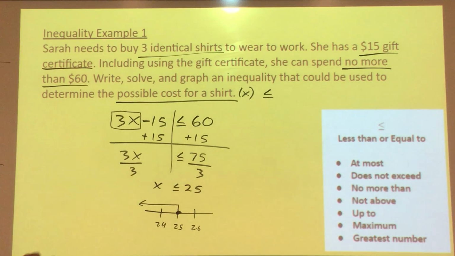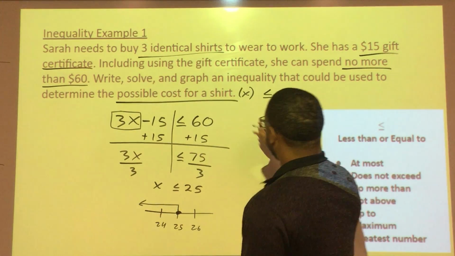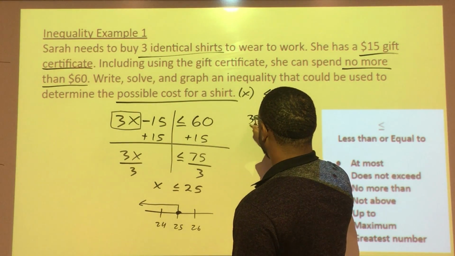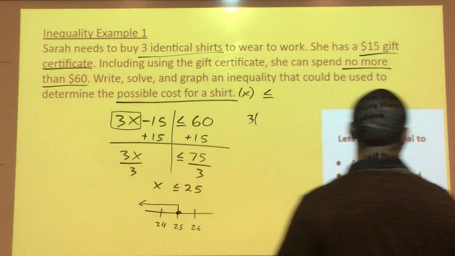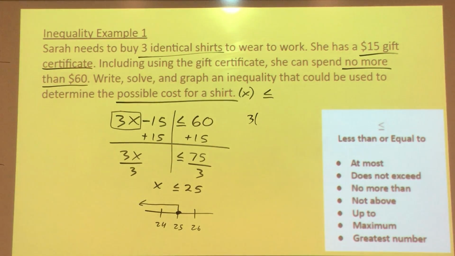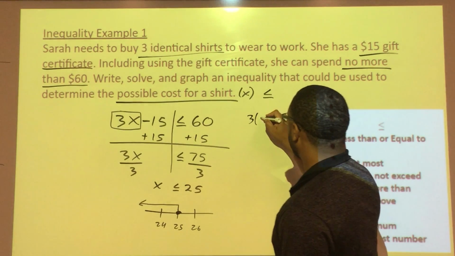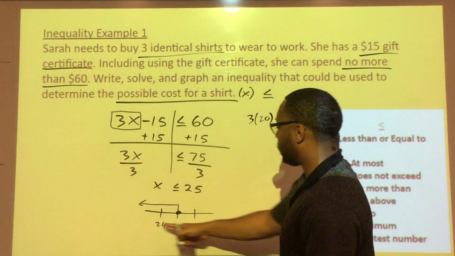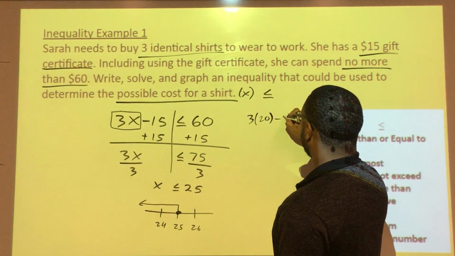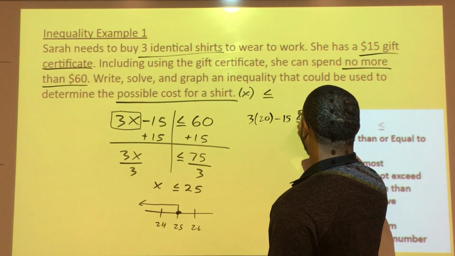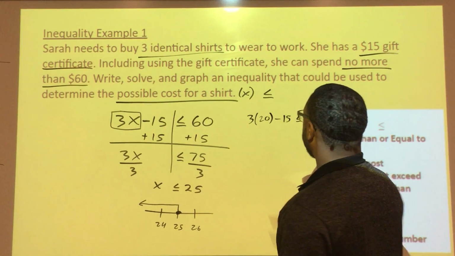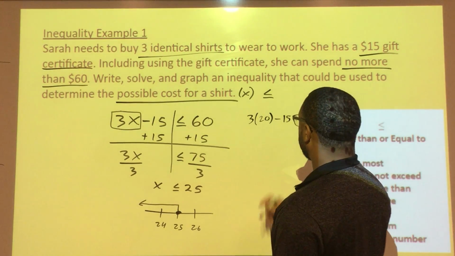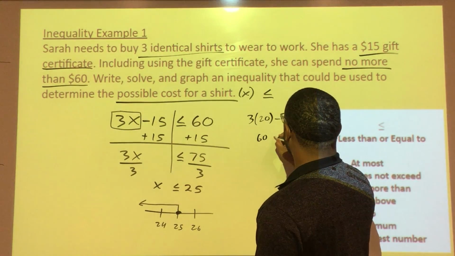Okay. And when you're plugging in your answer to check for inequalities, here's something you can do. You can just test it out. So let's think of a number that is less than 25. So let's look at a number like 20. And this is how I'm going to test my inequality. Think of a number less than 25. And that's a number that actually fits in the solution set. So 3 times 20, that's going to give me 60.